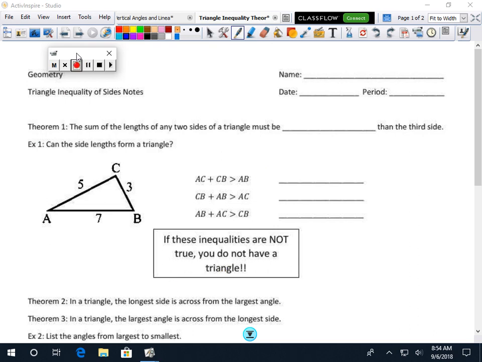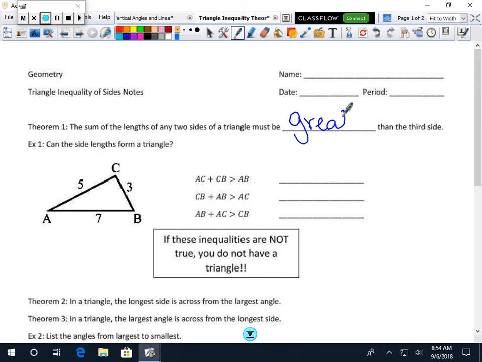All right, so let's look at the triangle inequality of sides. The first theorem for this says that the sum of the lengths of any two sides of a triangle must be greater than the third side. For example 1, can the side lengths form a triangle?